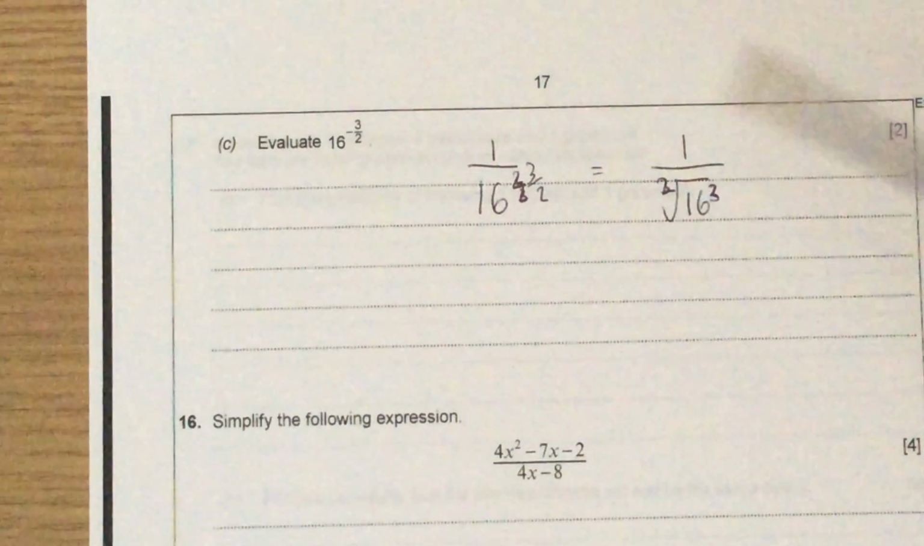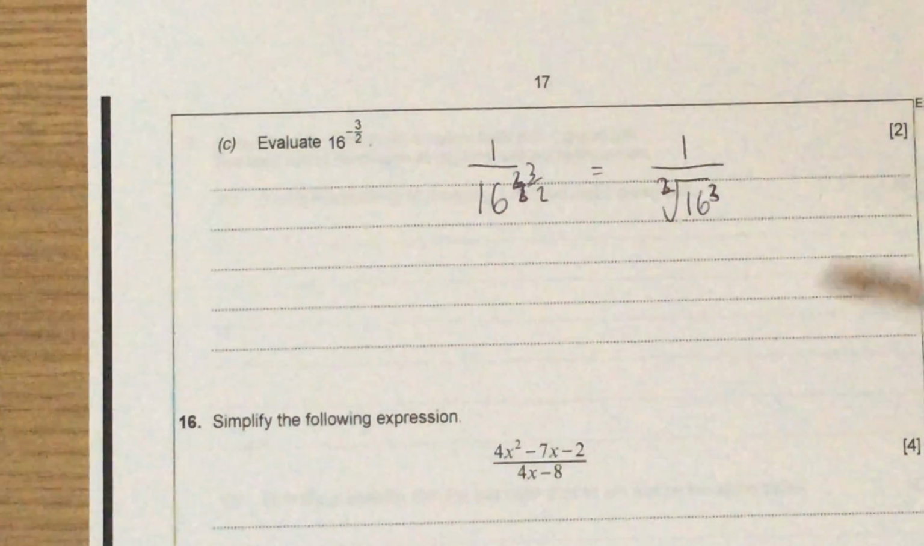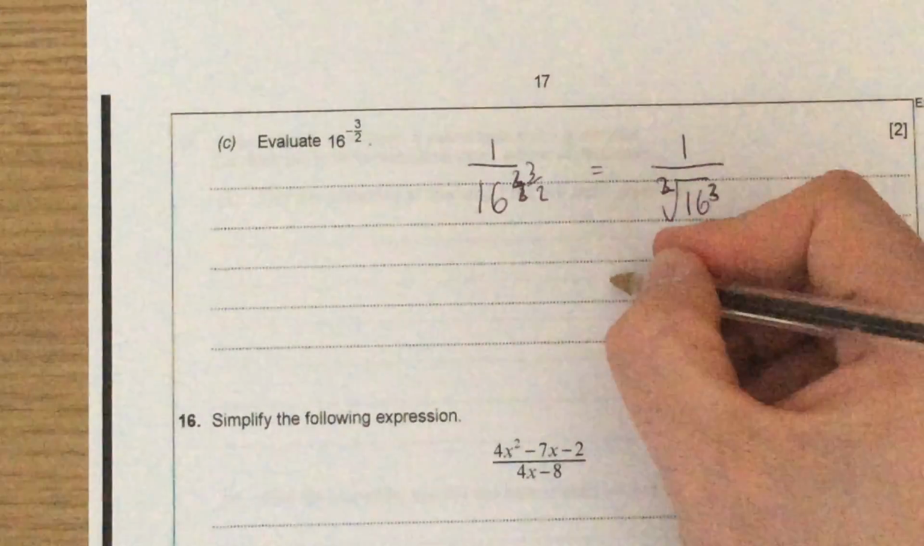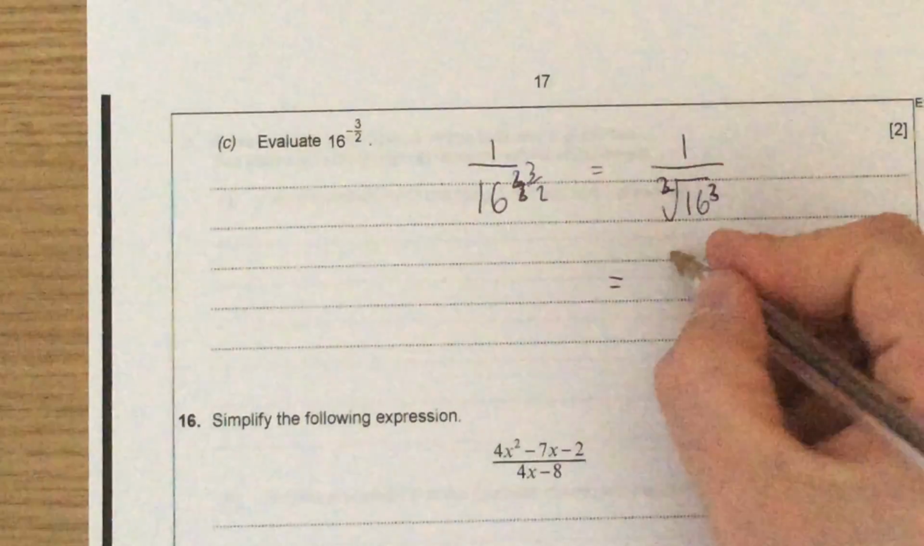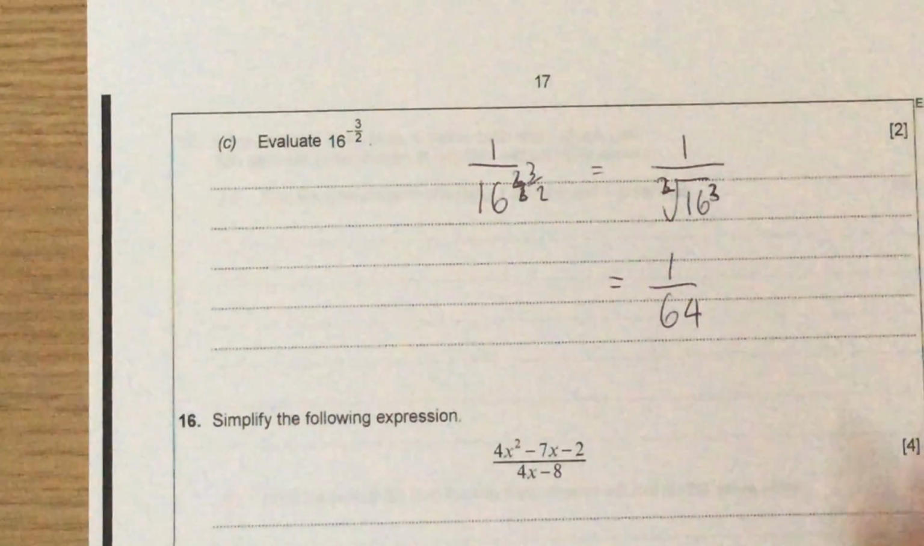I can do this in any order. It doesn't matter whether I cube first or I square root first. Always try and root first if possible because it makes the numbers easier to work with. Square root of 16 is 4. 4 cubed is 64. So this is 1 over 64.